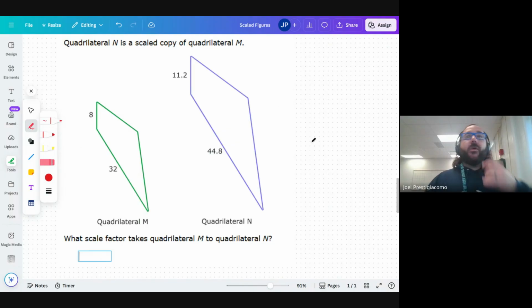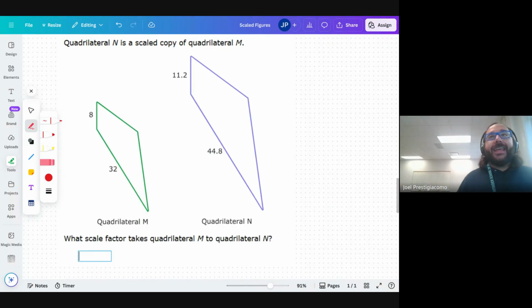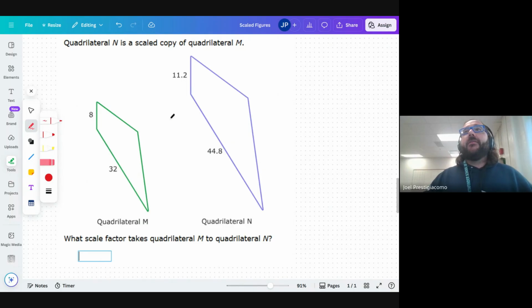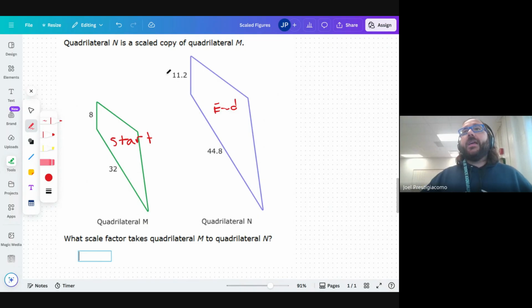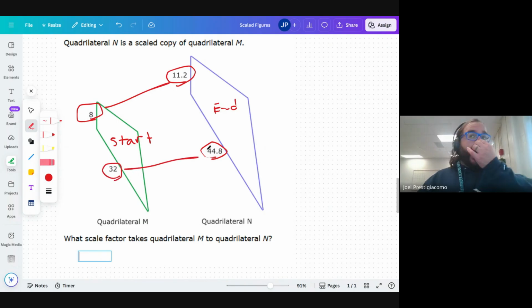Okay, so what about this? Quadrilateral N is a scaled copy of quadrilateral M. So this is the end and this is the start. So what do they want us to do here? It says, what scale factor is going to make this happen, that takes us from M to N? Again, it doesn't really matter which way you go. They are going to be the same because of that.